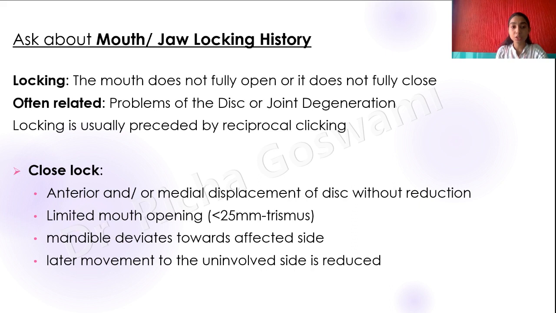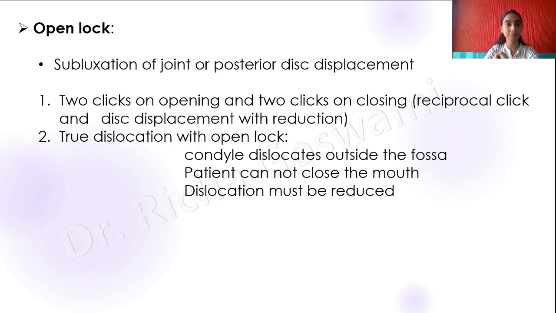When the disc is displaced anterior and/or medially, without disc reduction, then mouth opening is limited, meaning less than 25 to 35 mm, and it's also considered as trismus. Here, the mandible deviates toward the affected side, and lateral movement to the uninvolved side is reduced. Mouth opening is reduced and limited to less than 25 mm. Now, if the jaw is locked in open position, sometimes subluxation of the joint or disc posterior displacement takes place.